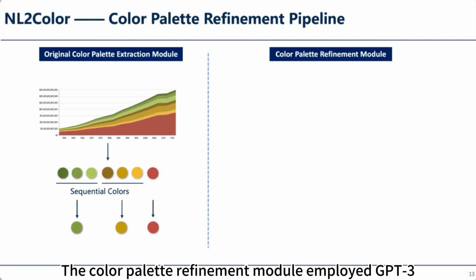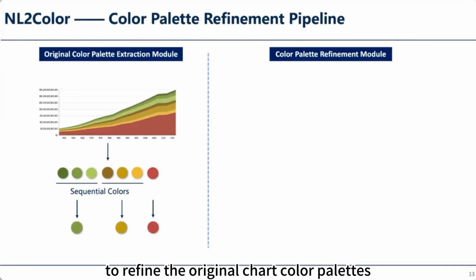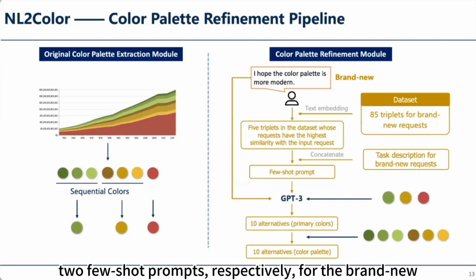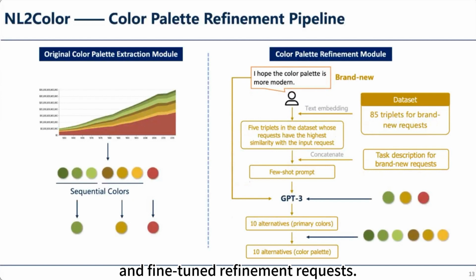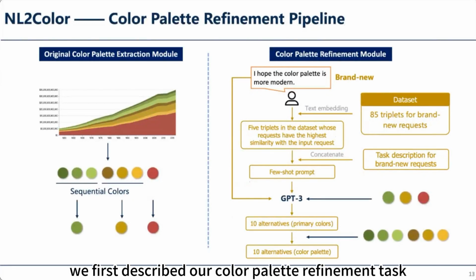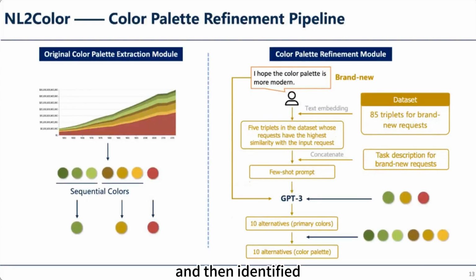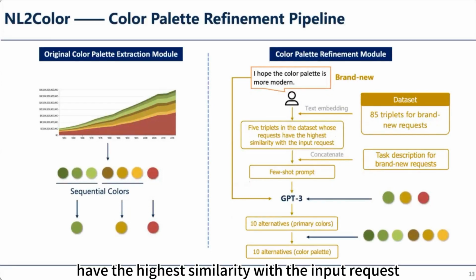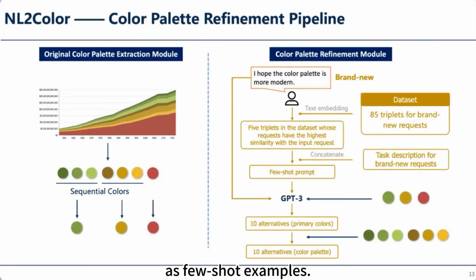The color palette refinement module employs GPT-3 to refine the original chart color palettes based on users' requests. Specifically, we crafted 2 few-shot prompts respectively for the brand new and fine-tuned refinement requests. In each prompt, we first described our color palette refinement task and then identified 5 triplets in our dataset whose requests have the highest similarity with the input request as few-shot examples.